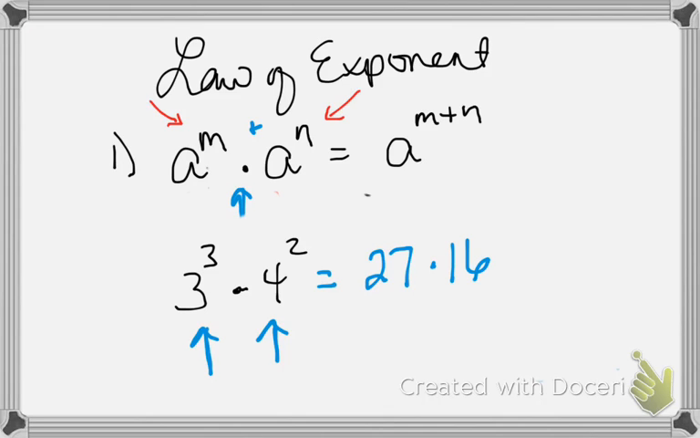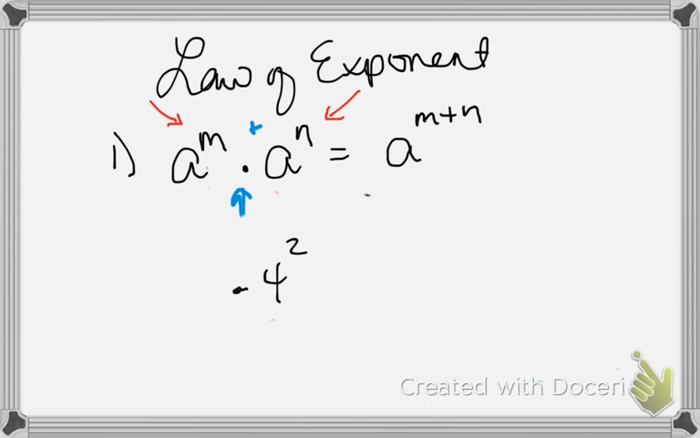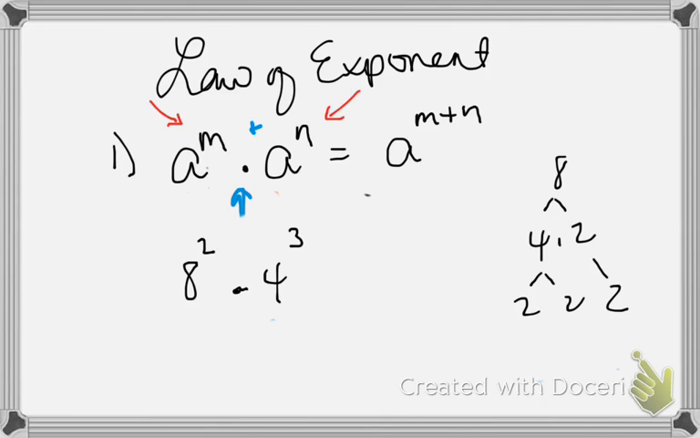All right, what if I had something like this? Could I make an exponent out of them? Well, let's think about this. 8 is really 4 times 2, which is 2 times 2 times 2. And I have 2 of those, so I really have 2 to the 6th power.